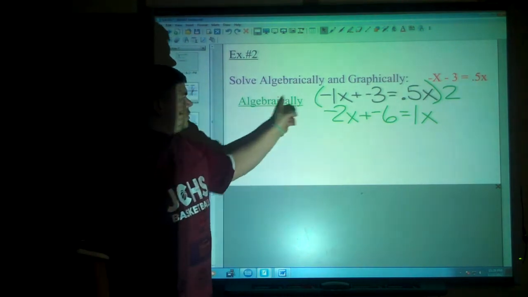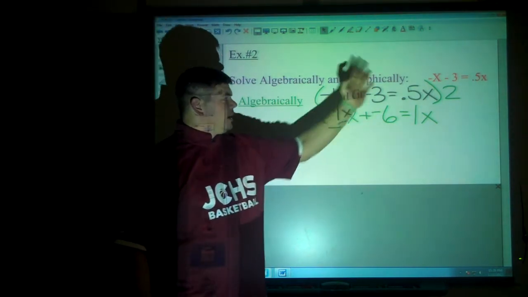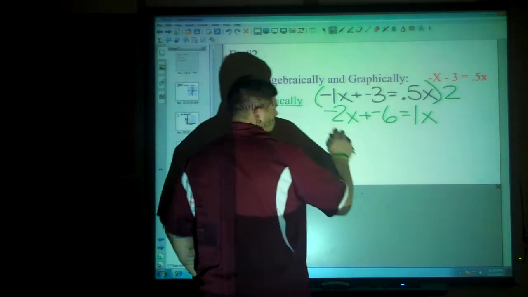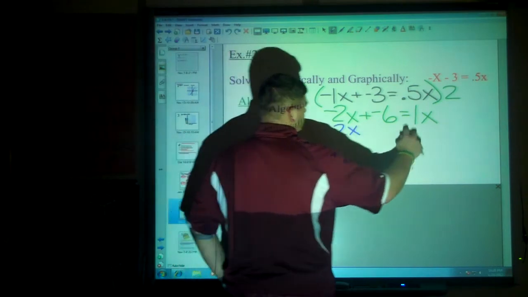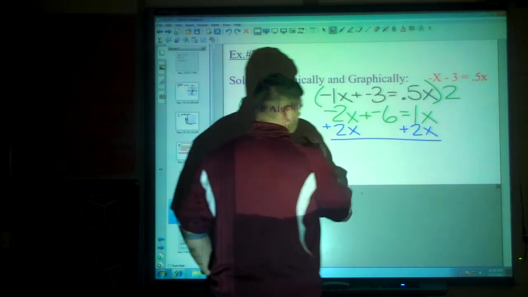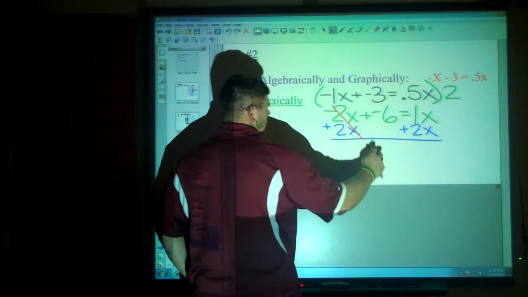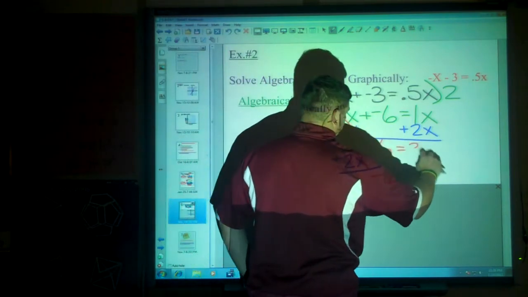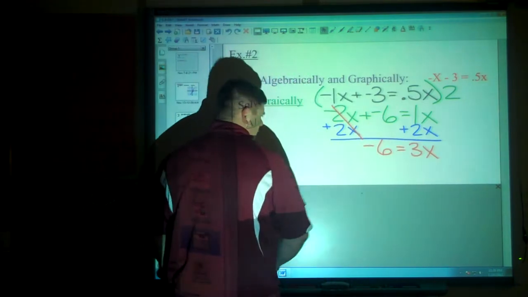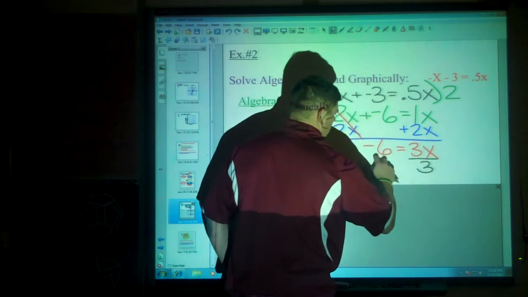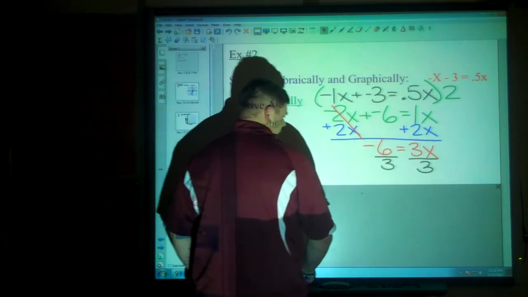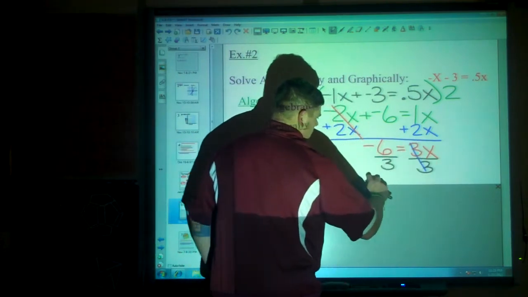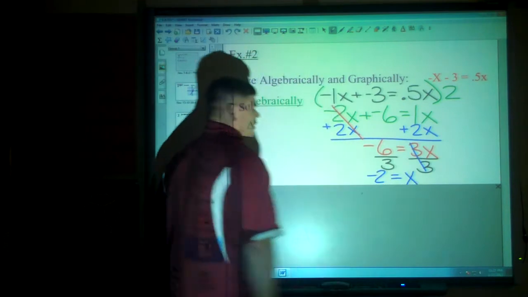And we're not graphing, we're solving algebraically, so we're going to try to get all the x's onto one side. So the opposite of negative 2x is to add 2x. And then they cancel out, negative 6 is equal to 3x. And you divide both sides by 3, and you'll get your final answer, negative 2 is equal to x.